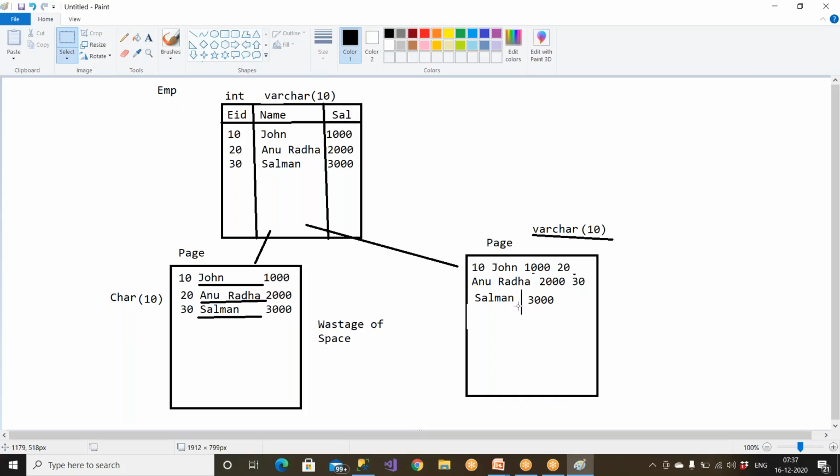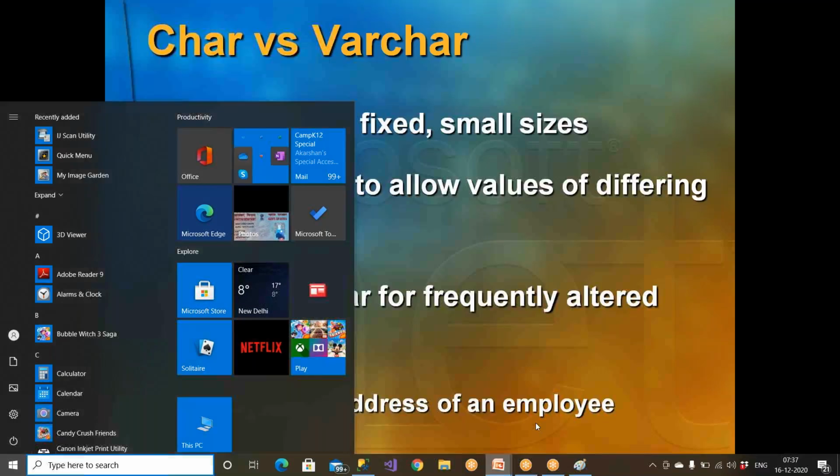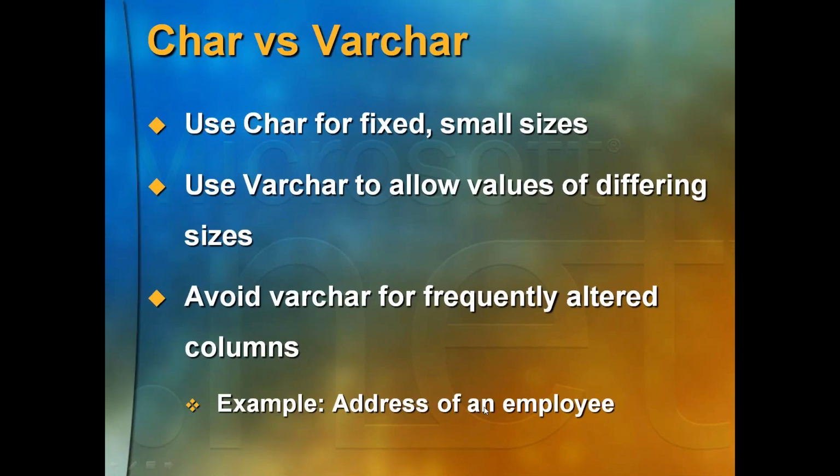Because of this, varchar is not so good for frequently updated columns. Clear? So this is the point I was talking about, especially for the address. If there is an address column, don't say varchar 500. You say char 500 only, because the address may change every now and then.